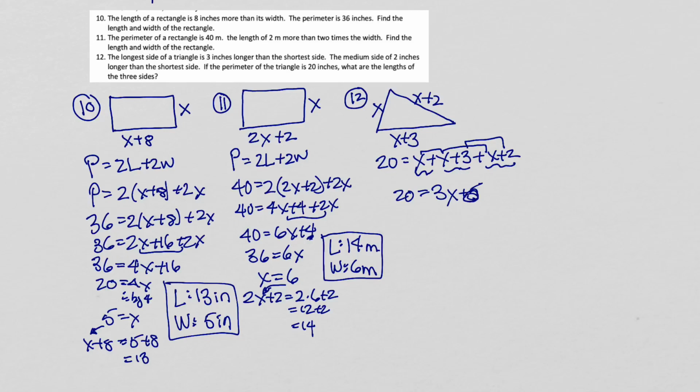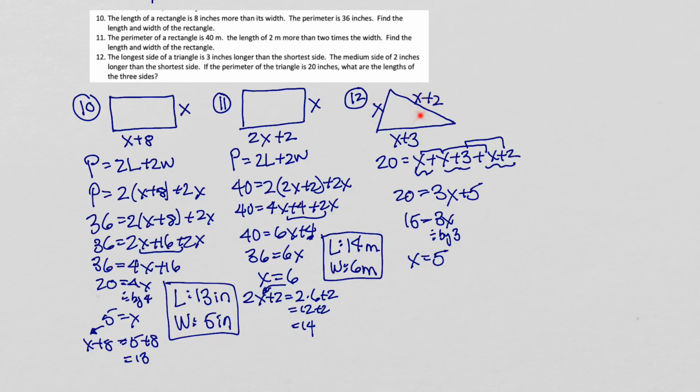Let's subtract the 5. 20 minus 5 is 15. That's equal to 3x. Divide by 3, and we'll get x equals 5. And now, back up here, what is x? Well, x is the shortest side. So we have to get this one and this one. Let's just go around this way. So the shortest side is 5.